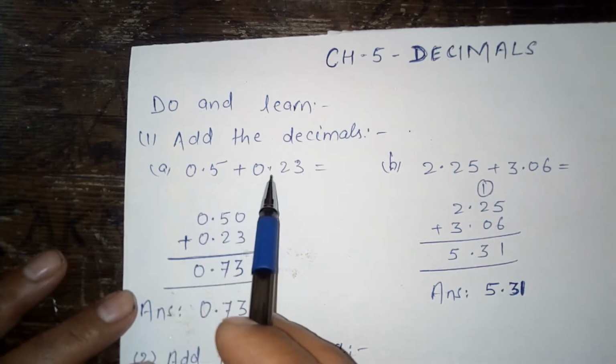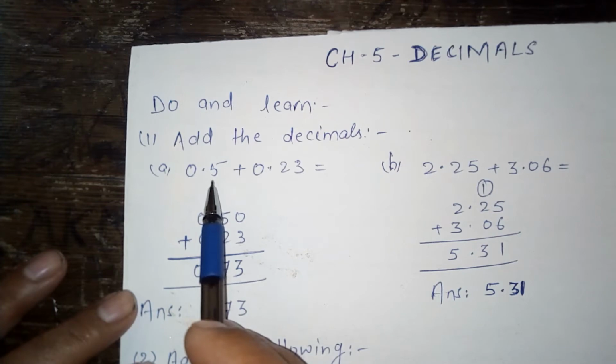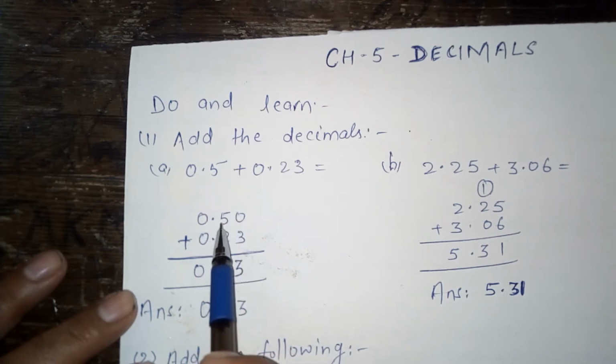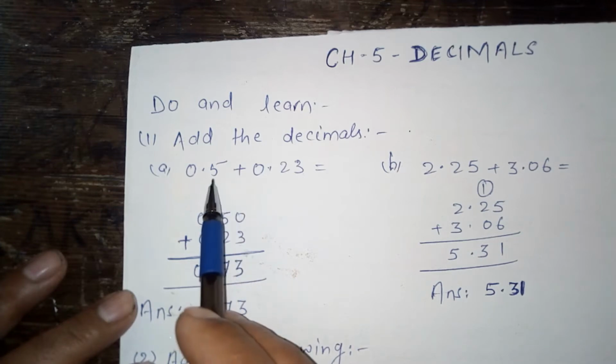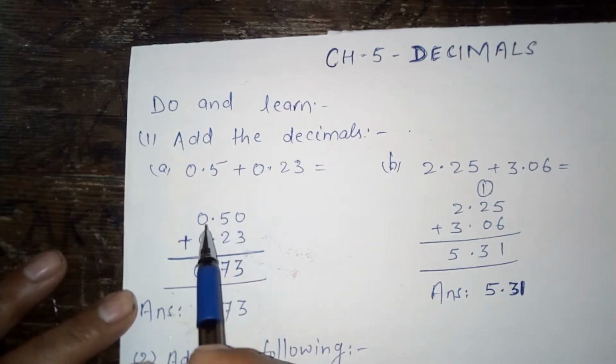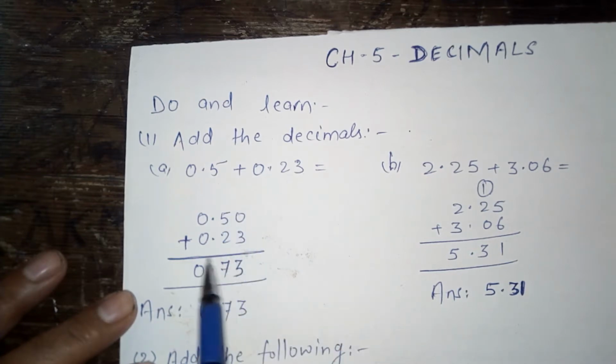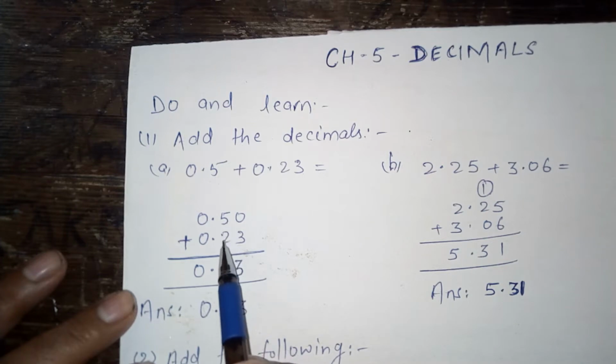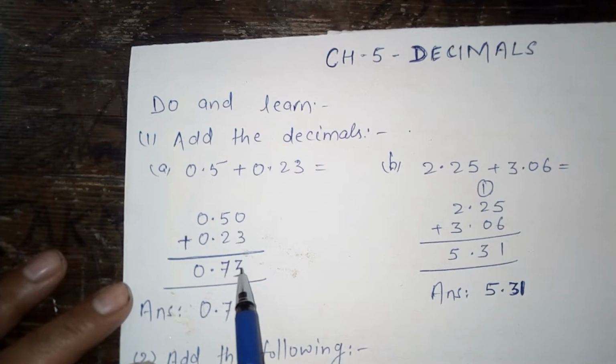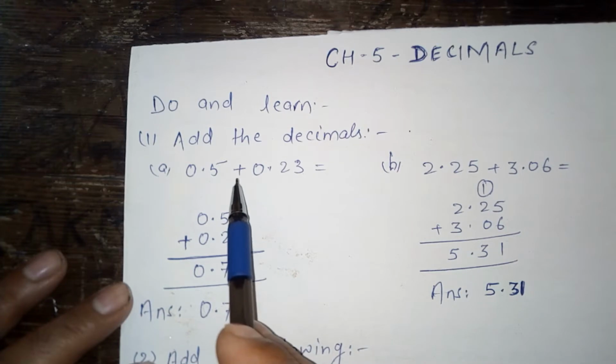0.5 plus 0.23. You know very well 0.5 we can write in the form of 0.50, plus this 0.23. After adding we will get 0 plus 3, it will give you 3, and 5 plus 2, it will give you 7. Answer is 0.73. 0.73 is the required answer of the given question.